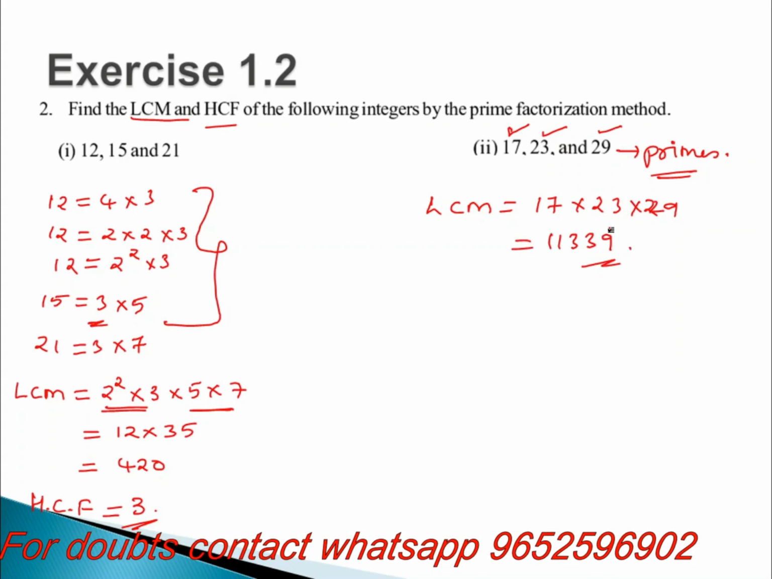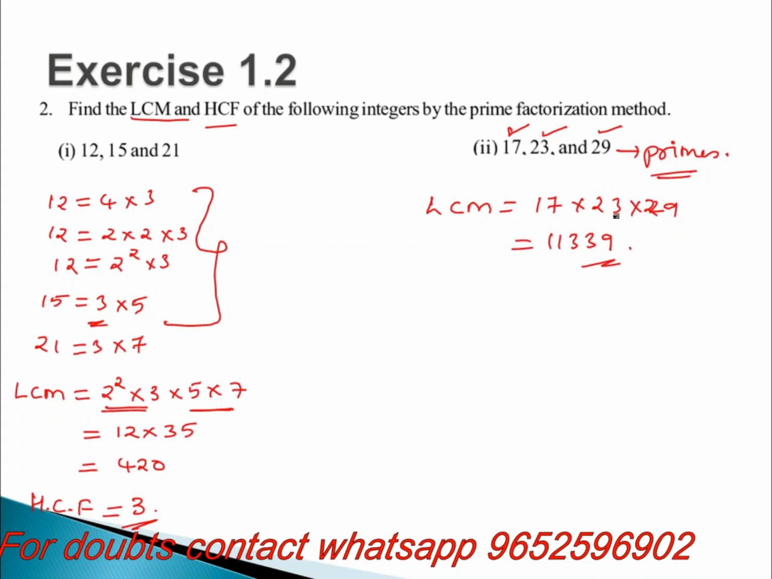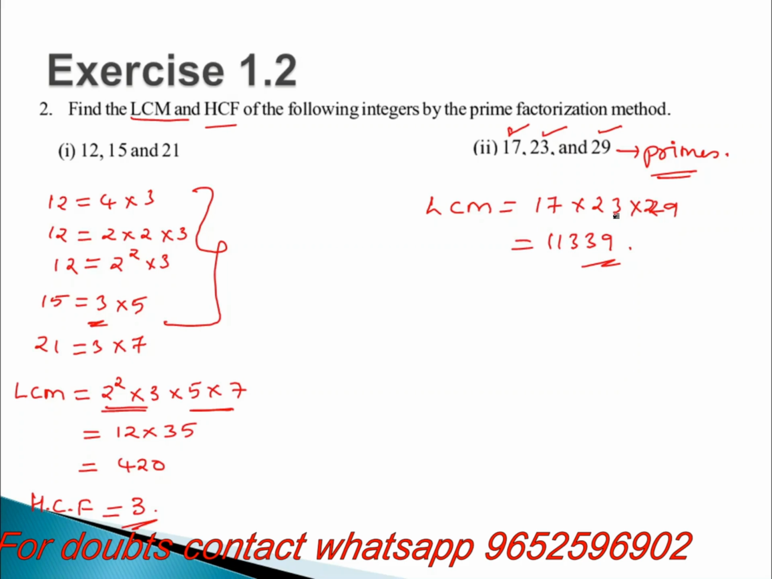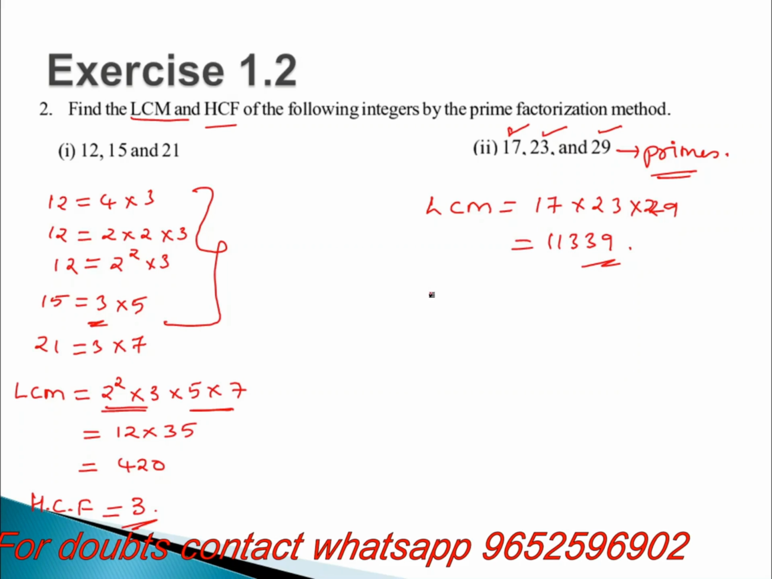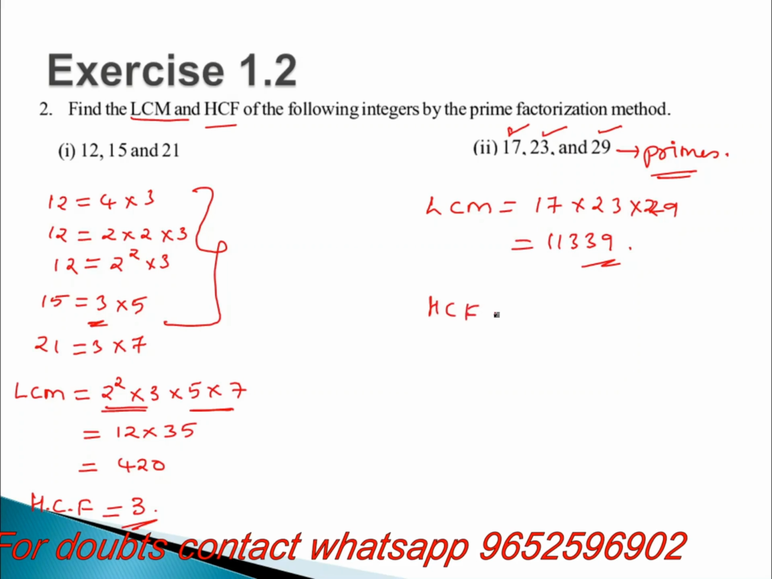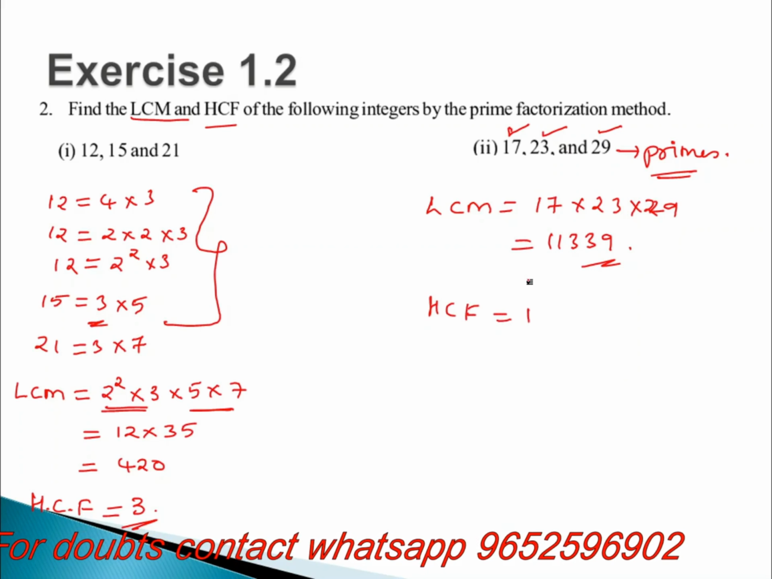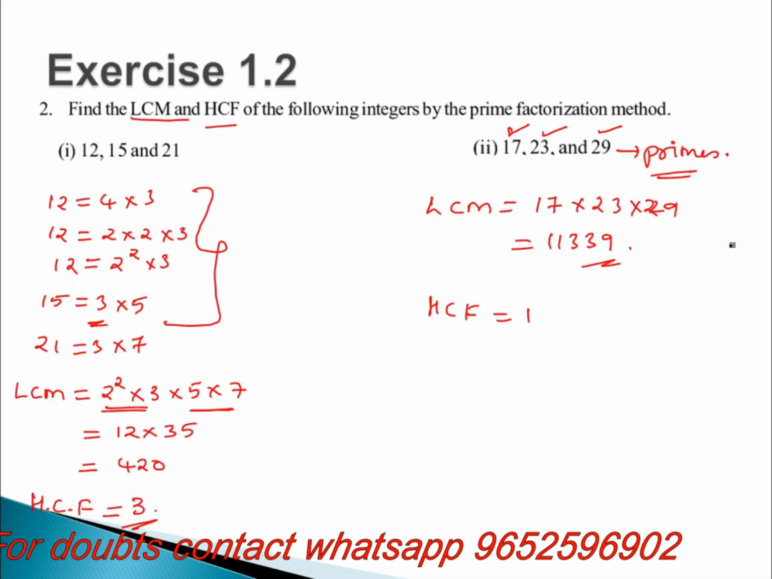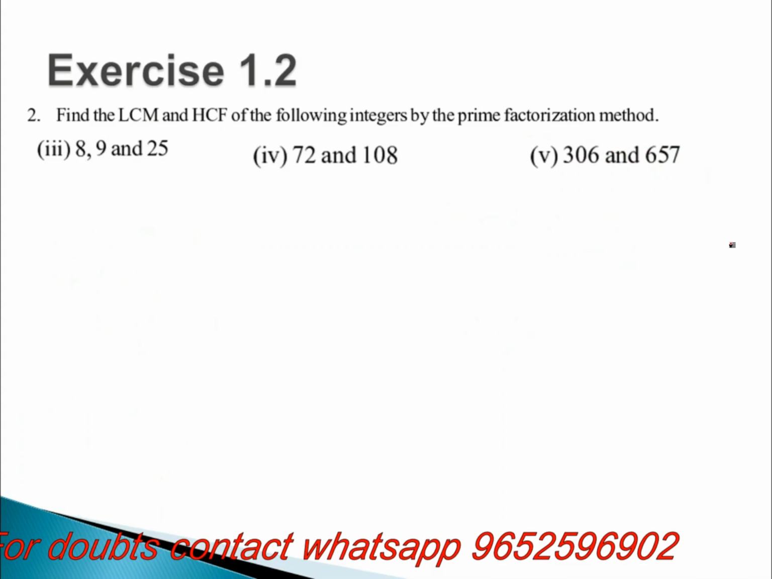Okay, you can do this multiplication easily. Similarly, HCF is 1, because this number is available in all the other numbers as well, right? So let's look at the next one.